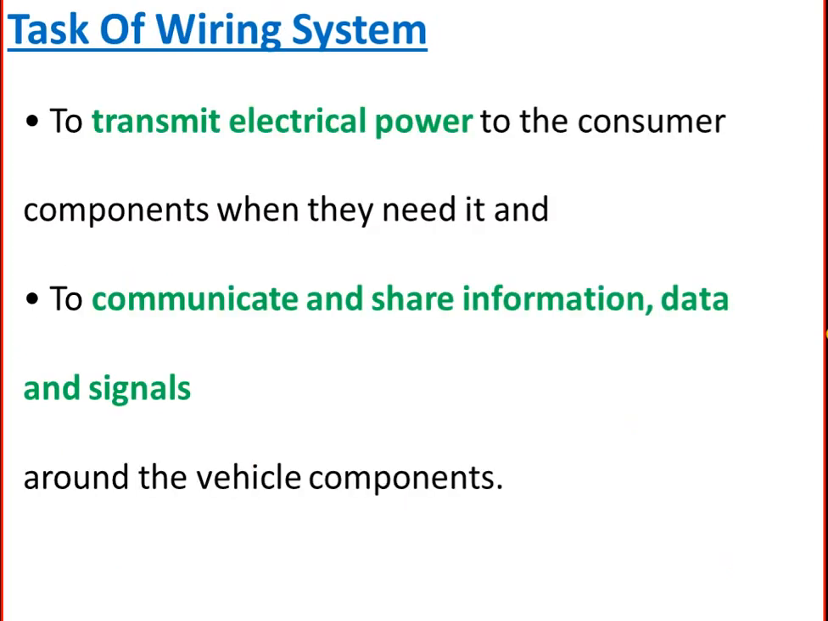So what is the basic function of the wiring system? The main task of the wiring system is to transmit electrical power to the consumer components when they need it, and to communicate and share information, data and signals around the vehicle components.